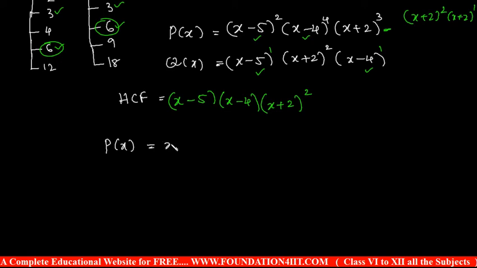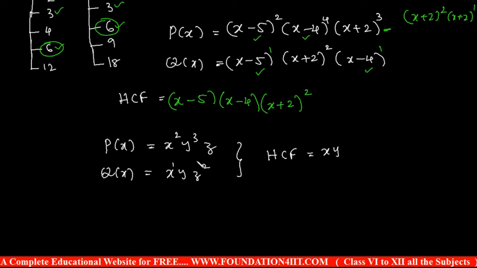Let me give one more example. If P of x is x square y cube z, and Q of x is x y z square, to find the HCF: here x square and x, so x appears two times in one and only one time in the other, so we take only x to the power 1. Next, y cube and y, so we take only y once, the least. Then z to the power 1 and z to the power 2, so we take only z. So the HCF of these two functions is a single term, a monomial: x into y into z. If they give the factors already, this is the way we can do it.